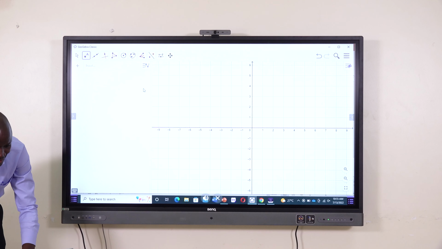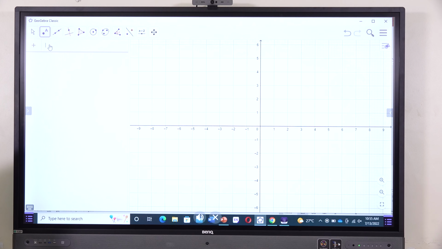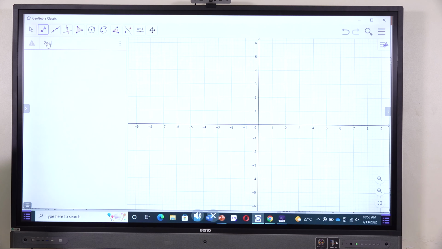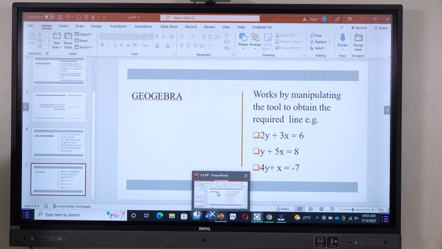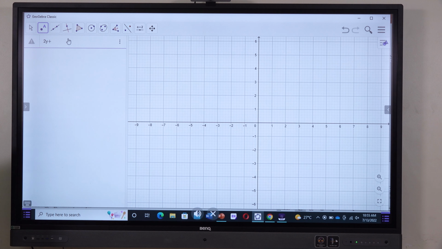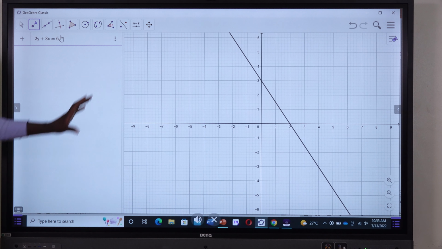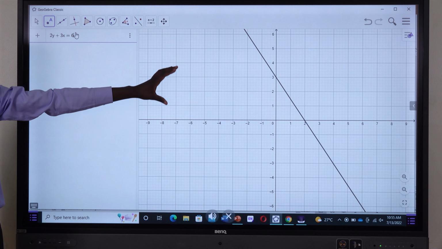I will come to the input section of the Geogebra here. Then I write 2y plus 3x is equal to 6. And you can see the line appears. This is the work of Geogebra. It is a digital tool. You easily come up with the line.